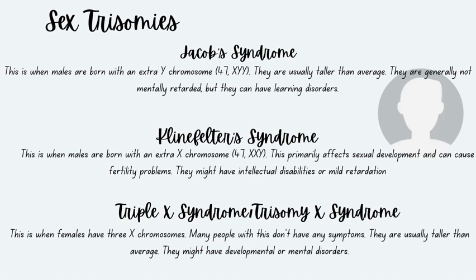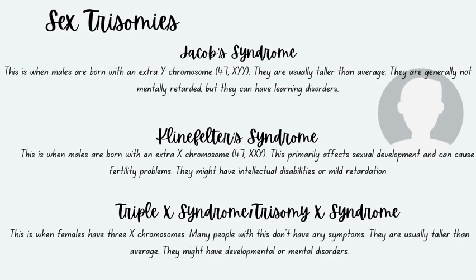So here are some examples of sex trisomies. Number 1, Jacobs syndrome. This is when males are born with an extra chromosome, so instead of XY, it's XYY. They are usually taller than average. They are generally not mentally retarded, but they can have learning disorders. Number 2, Klinefelter syndrome. This is when males are born with an extra X chromosome, so instead of XY, it's XXY. This primarily affects sexual development and can cause fertility problems. They might have intellectual disabilities or mild retardation.